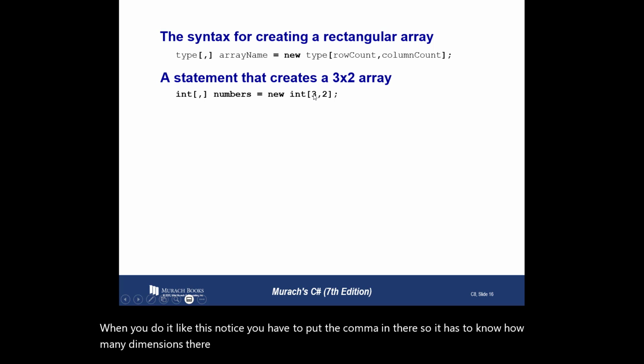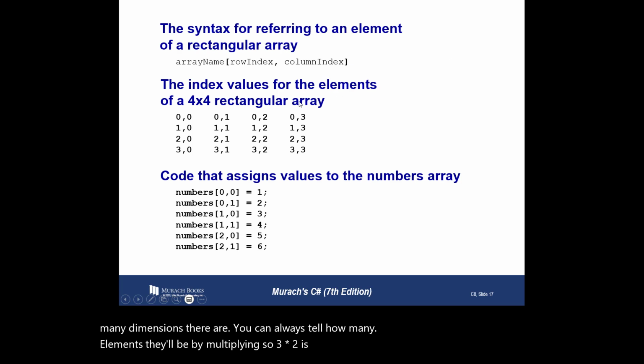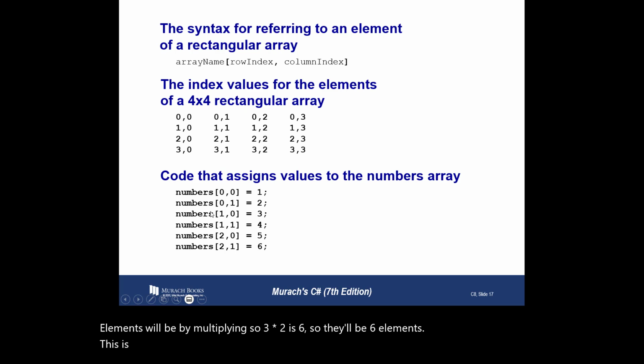You can always tell how many elements there'll be by multiplying. So 3 times 2 is 6, so there'll be 6 elements. This is the way that you actually refer to them. It's 0, 0, 0, 1, 1, 0, 1, 1, 2, 0, and 2, 1. Looks a little ugly, all right?